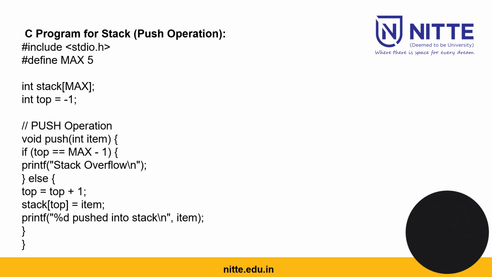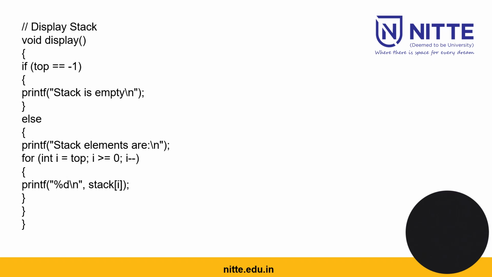So that item will be printed like this: printf("%d pushed into the stack", item). That means any value that we have pushed into the stack, it will print that element with the pushed into the stack message. So this is how we are going to push an element into the stack. After that, if you want to see the elements, then we can use the display operation here.